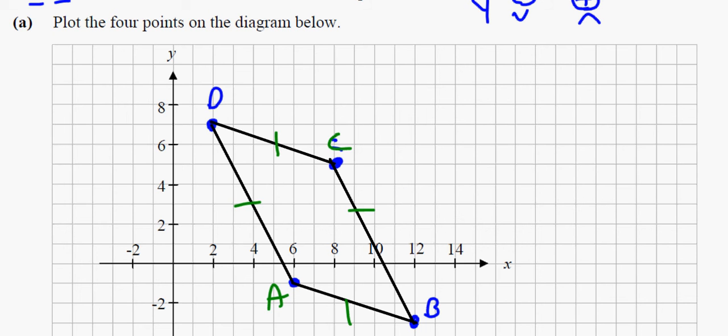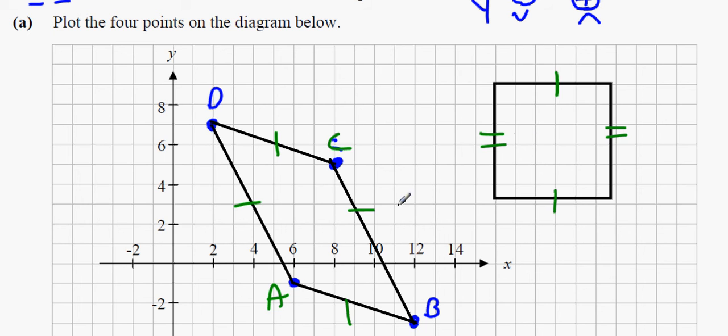Now some people might argue, does that not also prove that it's just a rectangular box or a square? It does, but a rectangle is also a parallelogram because two sets of sides are parallel to each other, so it's under the same criteria.